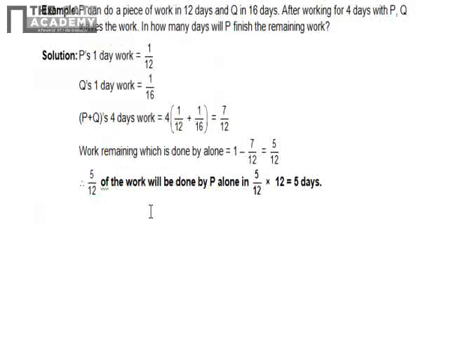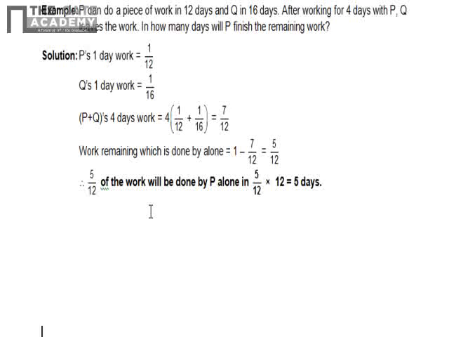Now, this is another type of problem. P can do a piece of work in 12 days and Q in 16 days. After working 4 days with P, Q leaves the work. So that means they are working together only for 4 days. In how many days will P finish the remaining work?